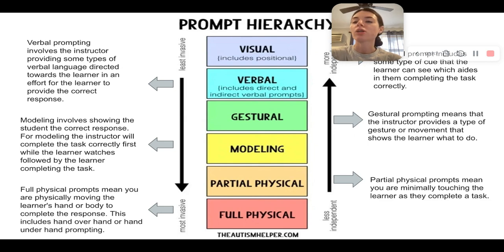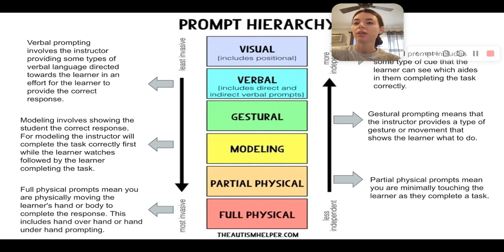Modeling is the next step, and this would involve showing the student the correct response. For modeling, the instructor will complete the task correctly first while the learner watches. This would be followed by the learner completing the task on their own afterwards. An example of a model would be the instructor clapping their hands, followed by the learner clapping their hands.